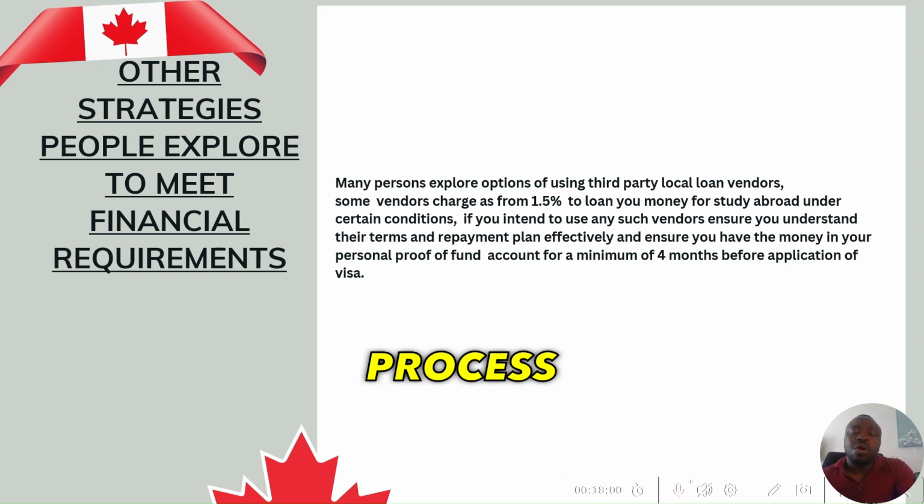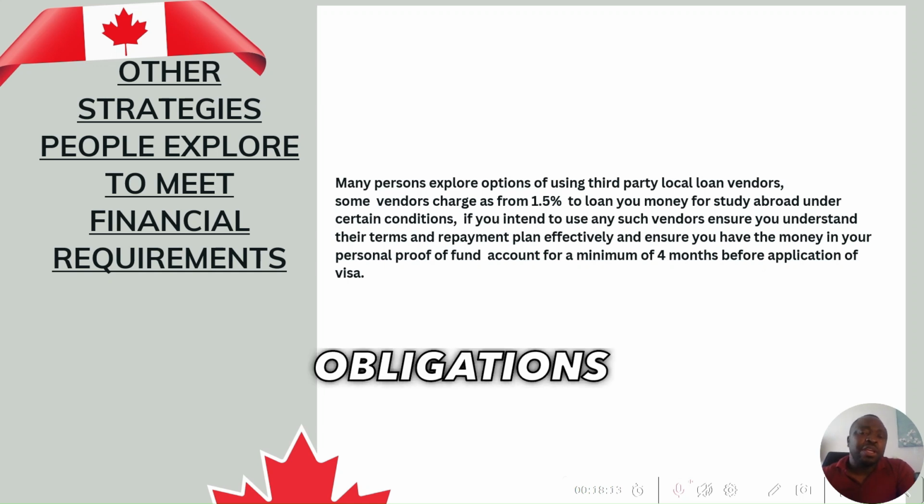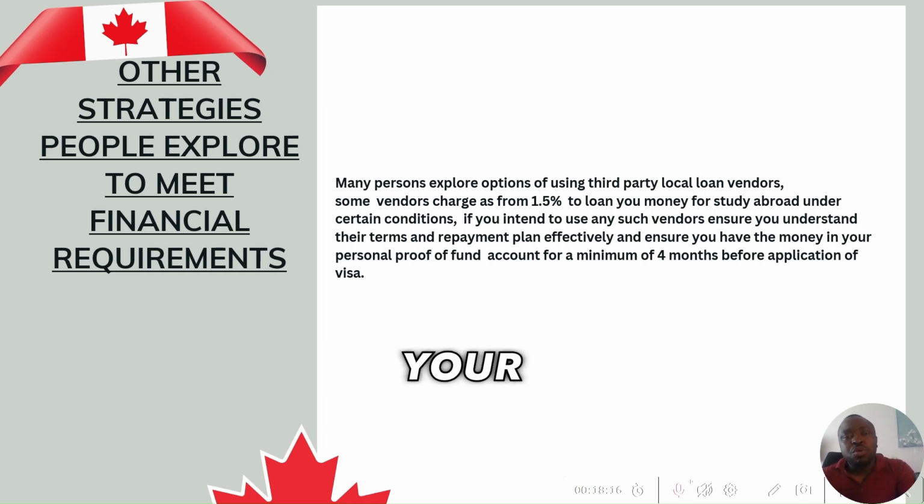Before the whole process finishes, you would discover that okay, in 6 months you are already done, you already have your visa. Then you meet the obligations of your loan vendors and discuss the modalities of how to pay and be paying them their money.